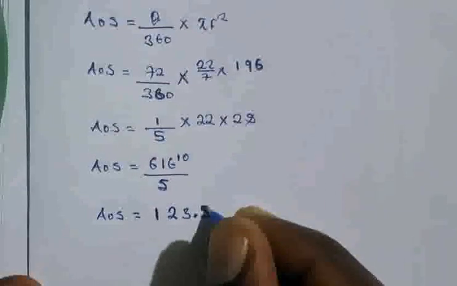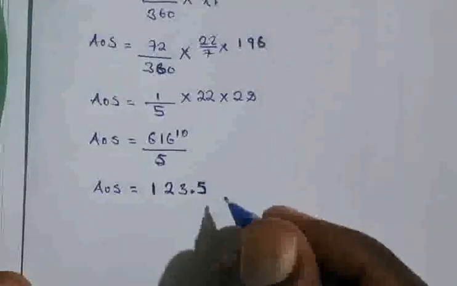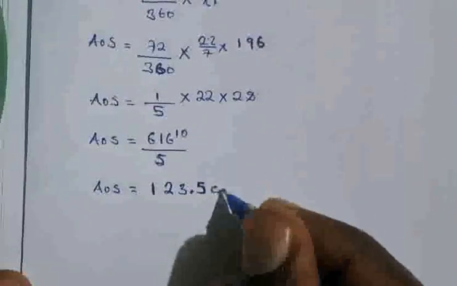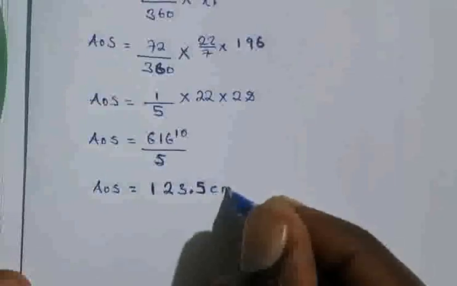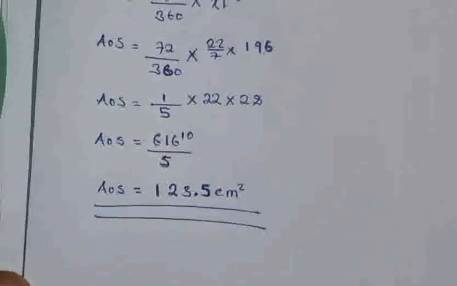Yeah, this is now, we've solved this one together, isn't it? So showing that 123 centimeter squared. So this is the area of the sector.